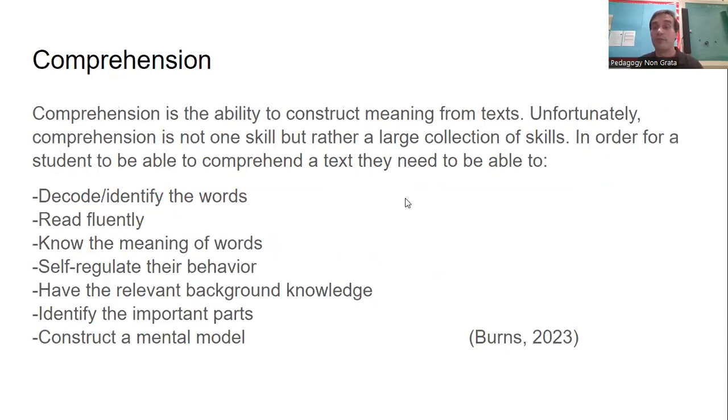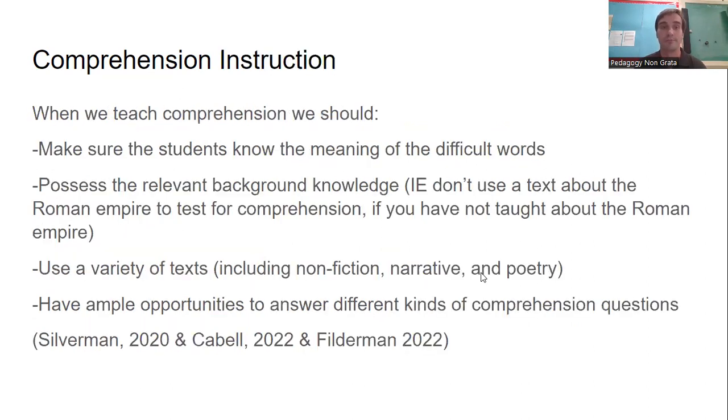Now, comprehension is the most difficult one to discuss because it's the most complicated, because comprehension is not actually a skill in itself. It's actually a rather large collection of skills. And in order for students to be able to comprehend a text, they need to be able to do a lot of things, including decode and identify words, read fluently, know the meaning of words, self-regulate their behavior, have the relevant background knowledge, identify the important parts of the text, and construct a mental model. The last one being the final step in their comprehension journey.